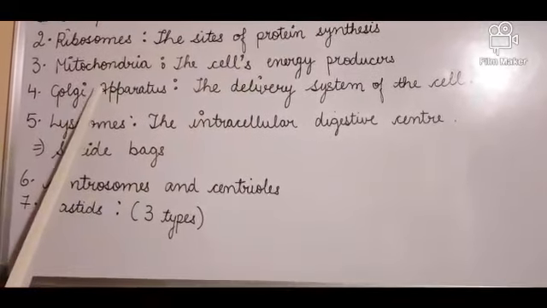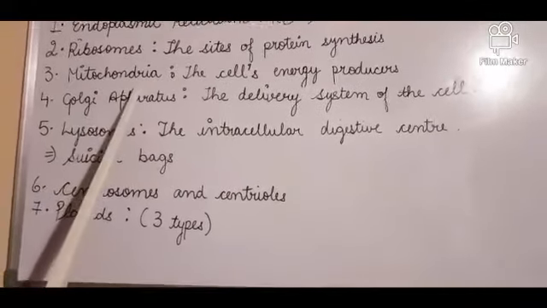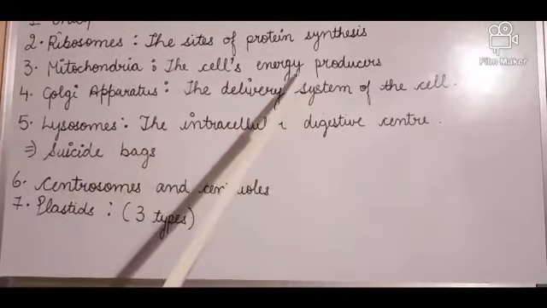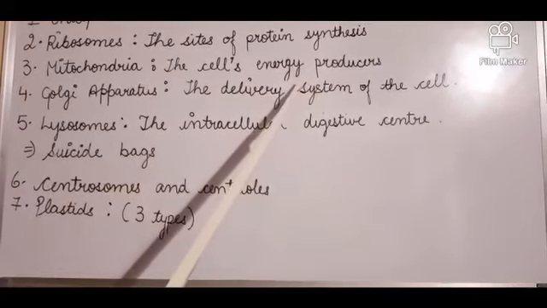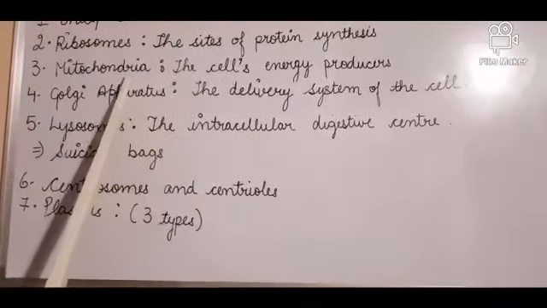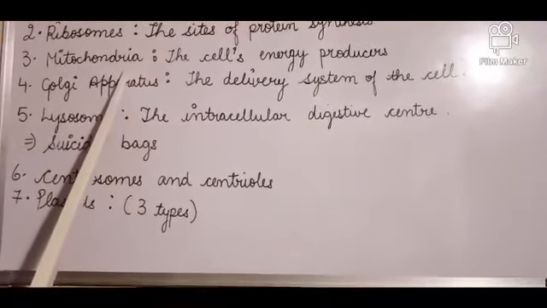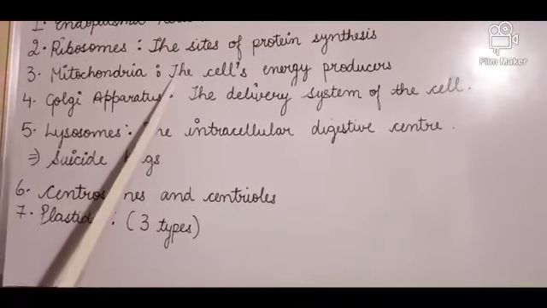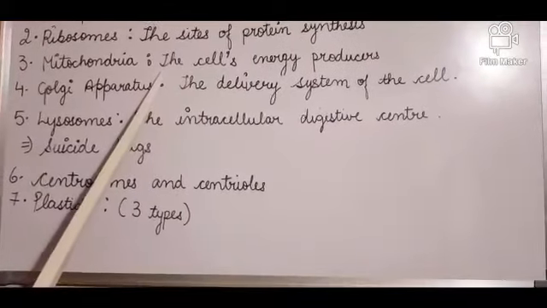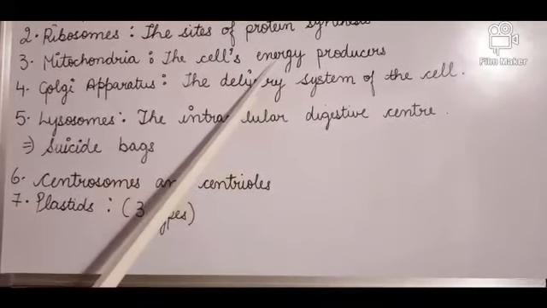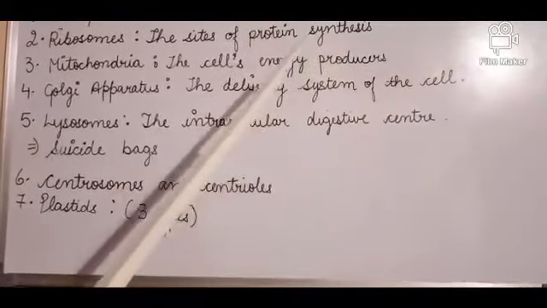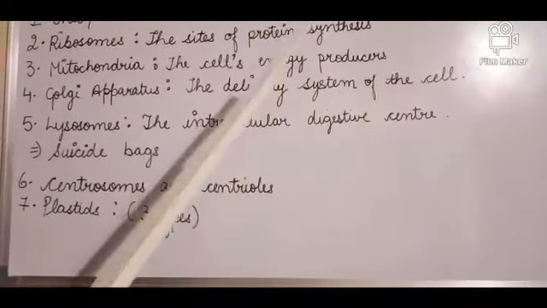Then coming to the next, the mitochondria. It is also known as the cell's energy producer, the powerhouse or power plant of the cell. The mitochondria are the centers of cellular respiration. Cellular respiration means the respiration occurring in the cells, and from it there is production of an energy rich molecule, ATP. This ATP is further used in cells for vital activities like synthesis of chemical compounds, their transport or mechanical work.